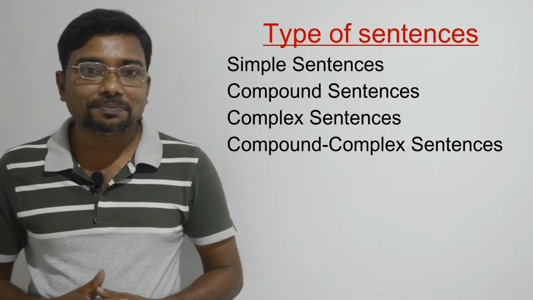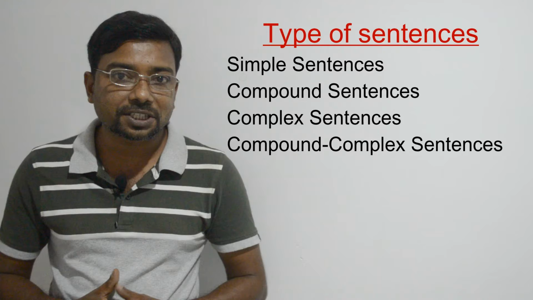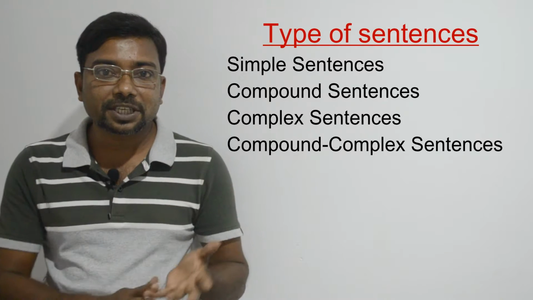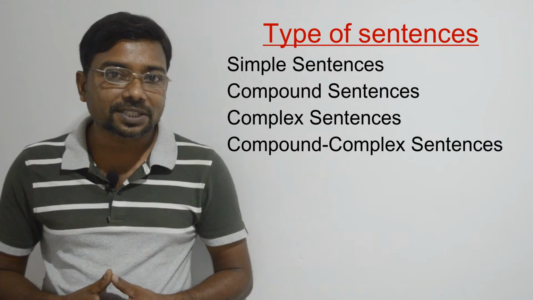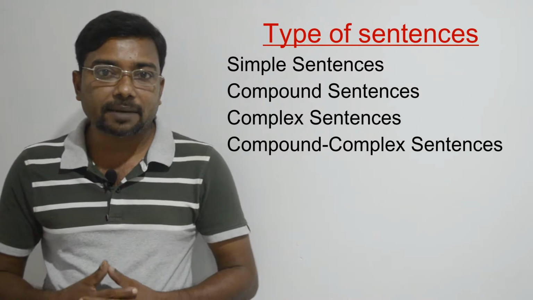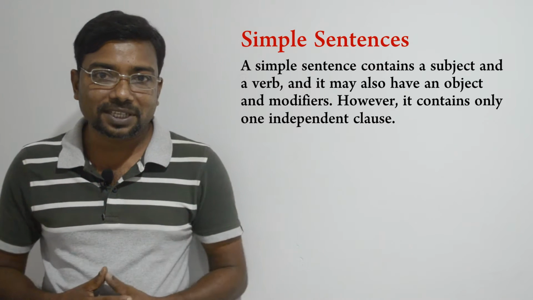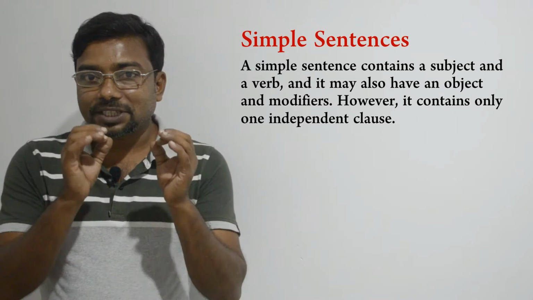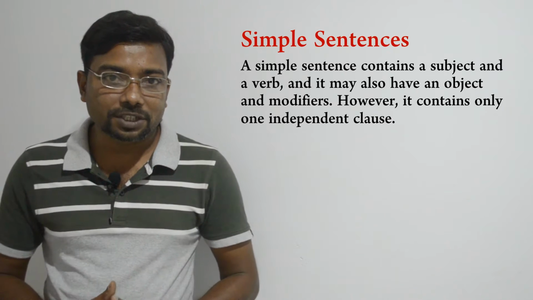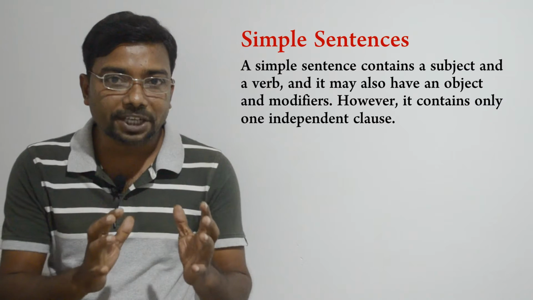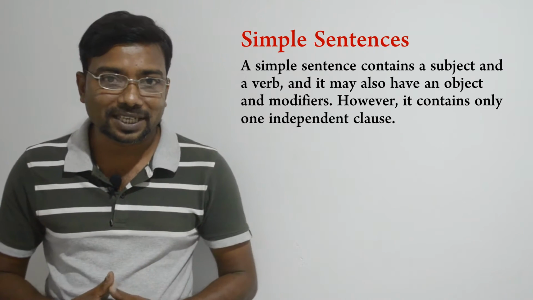Okay everyone, now we are going to look at types of sentences. There are 4 types of sentences in English grammar. These are simple sentence, compound sentence, complex sentence and compound complex sentence. Okay, let's turn our attention to the simple sentence. What is a simple sentence? A simple sentence includes one independent clause. A sentence which includes one independent clause, we call a simple sentence.